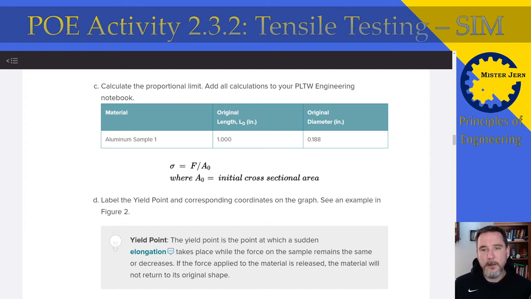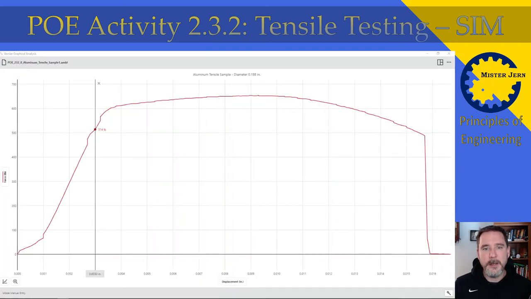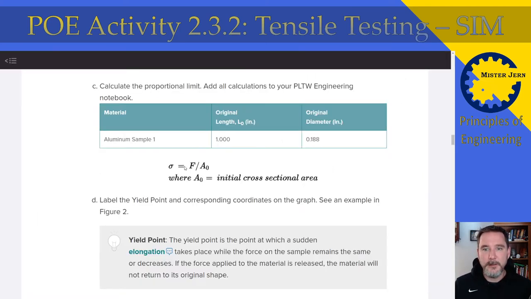So on your graph, you want to find the force at the proportional limit. Let's say the proportional limit is wherever you decide it's going to be. Let's say the proportional limit is 532 pounds. That's the force at the proportional limit, right? So what you're going to want to do then is take that force and divide it by the cross-sectional area. The initial cross-sectional area, before it gets all stretched out and starts to neck.